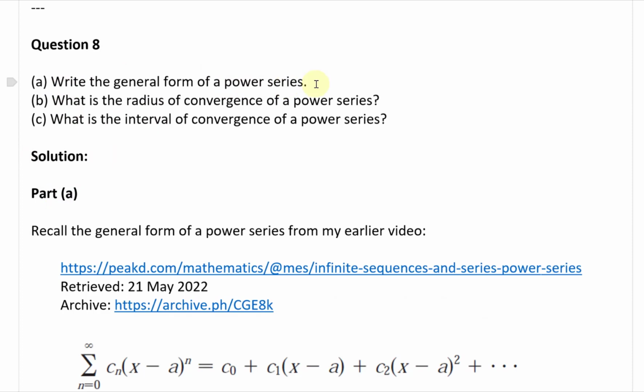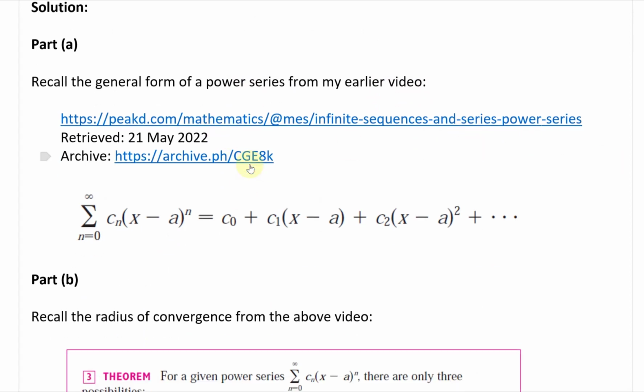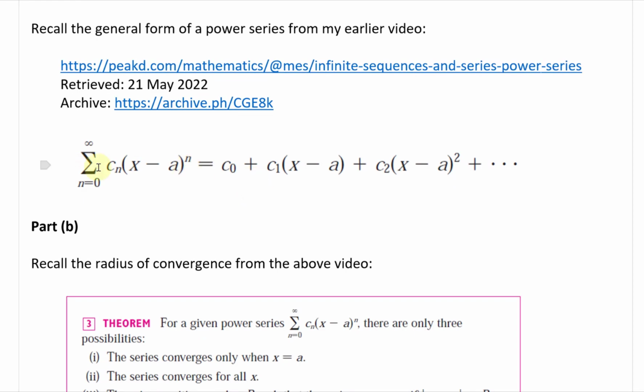So this is the general form of a power series. So recall the general form of a power series from my earlier videos. Here's the power series link there. So here's just the general form. So this is summation from n equals 0 up to infinity of Cn times x minus a to the power of n. So there are coefficients there. And you're going to have this C0 plus C1, etc., C2, and then you can multiply in this side here.